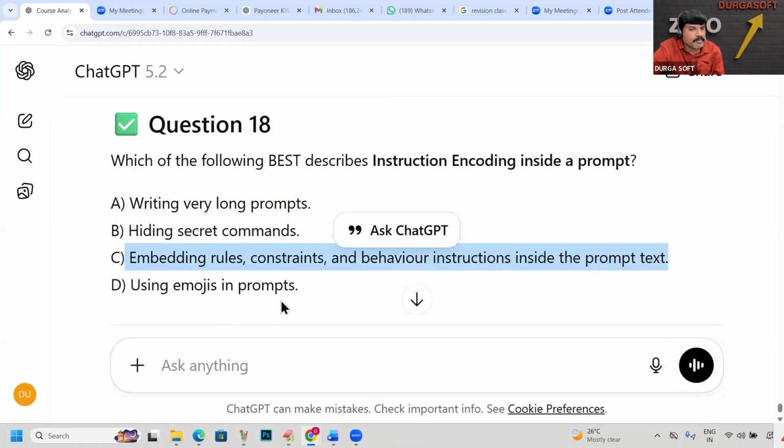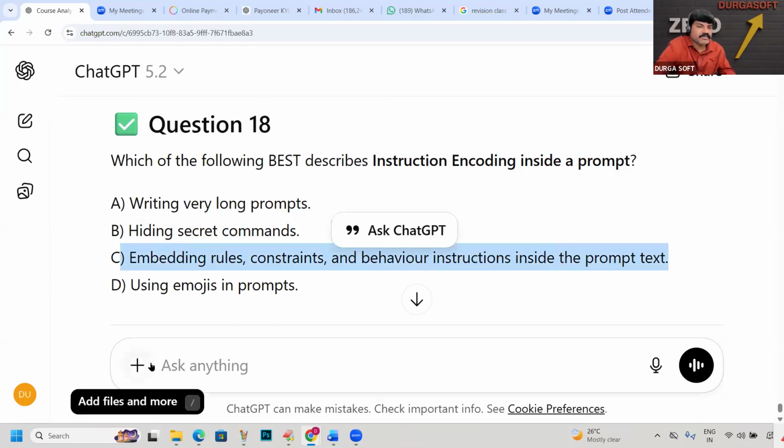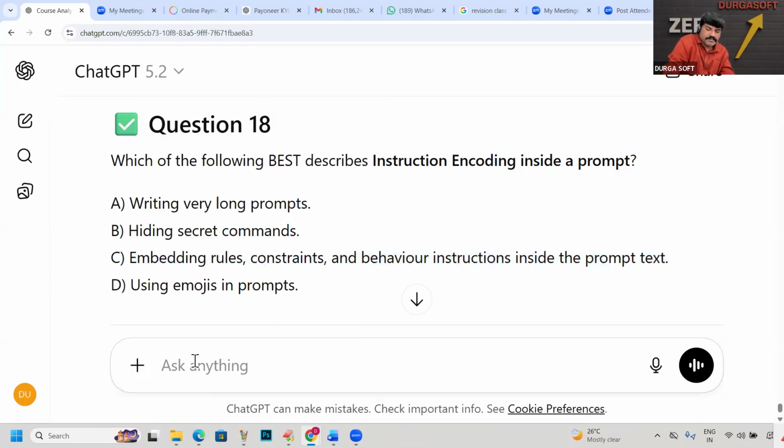Using emojis in the prompt. Which one is the correct? C. Embedding rules, constraints, and behavior instructions inside the prompt text. Have you observed complete information? Yeah. C.